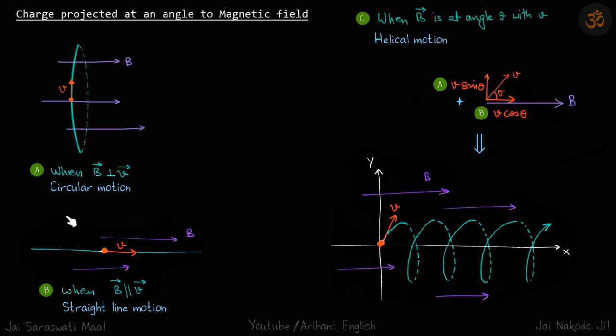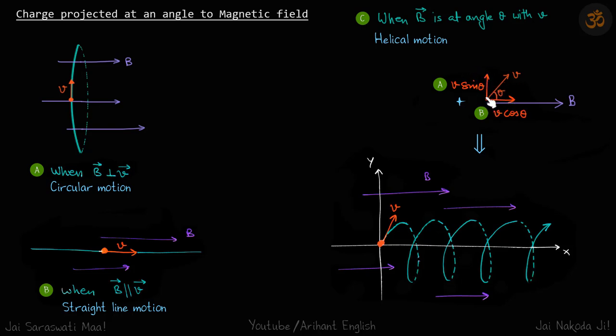Now if we combine these two, what we'll get is a helical motion. So this happens when B is at an angle theta with V, and this theta is not pi by 2 and it's not 0. So let's say B is still towards right and V is making theta angle with B. So we can break the velocity into two components, V sin theta and V cos theta.